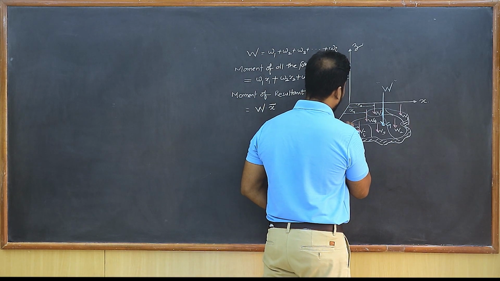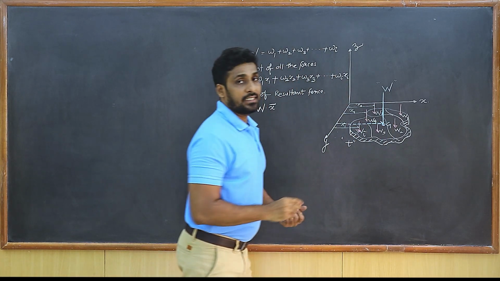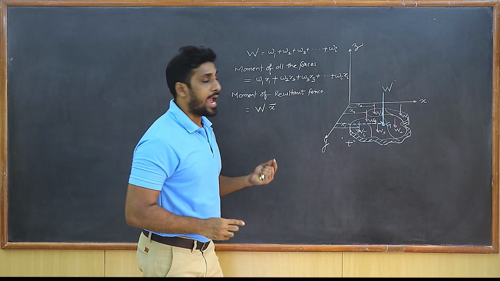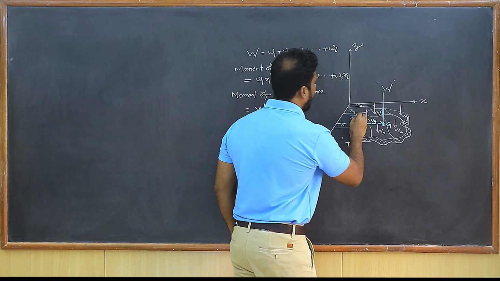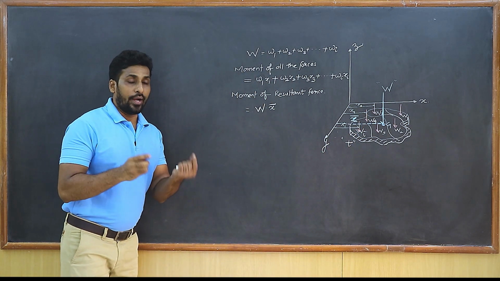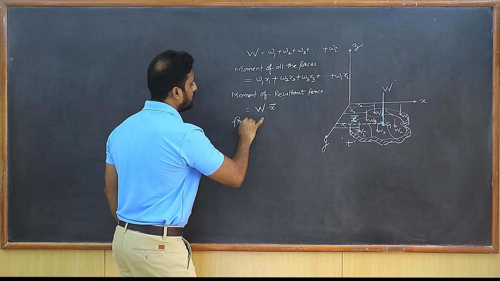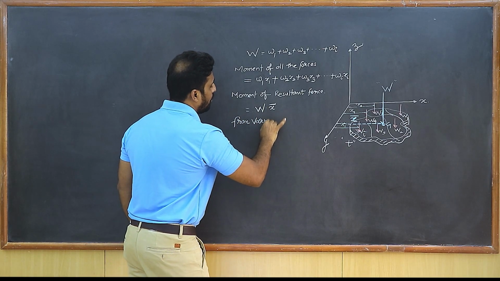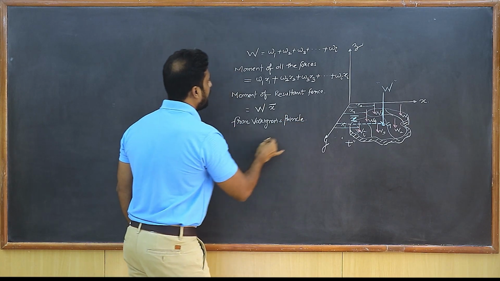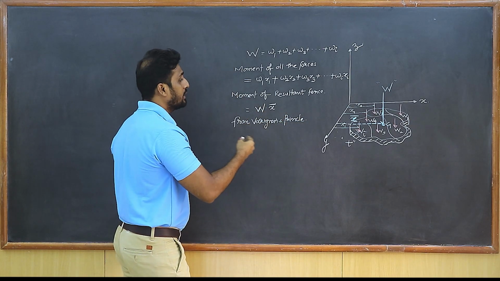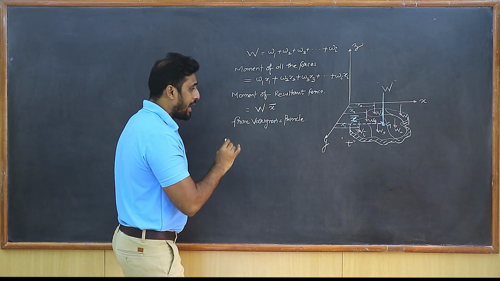The horizontal distance, or the distance parallel to the x-axis, or I can say the perpendicular distance from the y-axis, is called x bar. So x bar multiplied with the weight of the body, I get W x bar. Then from Varignon's principle, the sum of moments of all the forces is equal to the moment of the resultant force. I have taken the moment about the y-axis here.